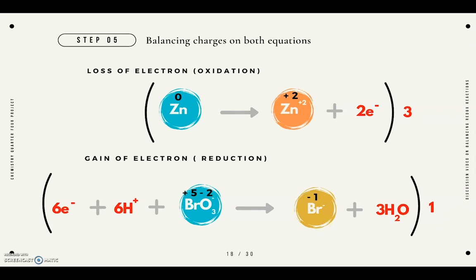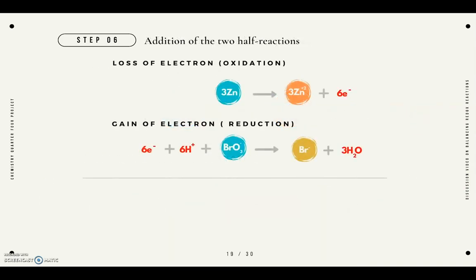Moving on to step 6. We now have 3Zn yields 3Zn2+ plus 6 electrons for the oxidation, and for reduction, we now have 6 electrons plus 6H+ plus BrO3- yields Br- plus 3H2O molecules. Let us proceed to add the 2 half reactions together and cancel the electrons and other substances that are present on both sides of the reaction.